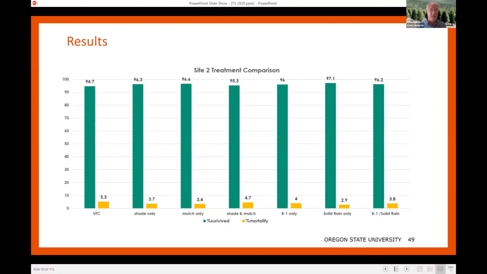The results at the CBM site were even better. They had only 5% mortality. The B1, the shade, and all the other treatments didn't make a whole lot of difference, but it was interesting to see that the solid rain in this case had a little lower mortality, though mortality was very low overall at this site. So it was a great year for noble fir seedling survival. Not a great year for our test, but a good year for the survival of noble fir.